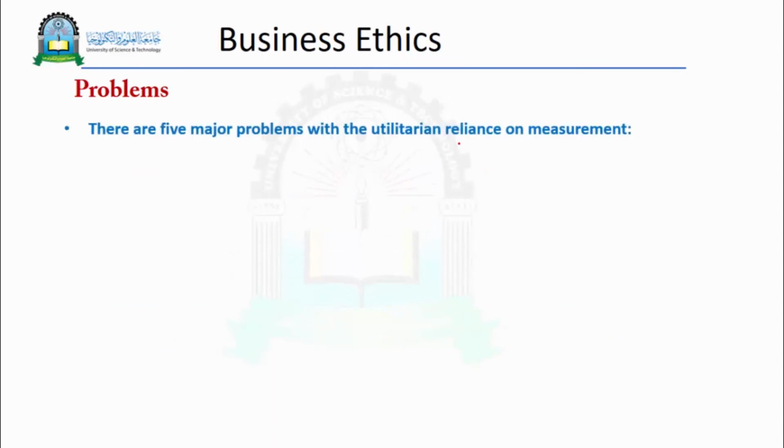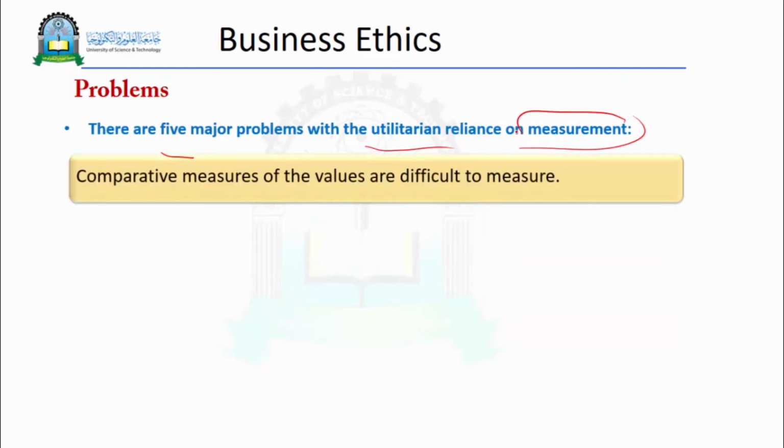Now, what problems do we have here? When we talk about utilitarianism, there can be five major problems with utilitarian reliance on measurement, which means that sometimes it can be very difficult to measure whether an action is of great utility. That is, in terms of measurement. What sounds good for some people may not sound so for others. Comparative measures of the values are very difficult to measure, and people can also be different in measuring the value of different things. For example, how much you value the time, the place, the product of certain features, etc.